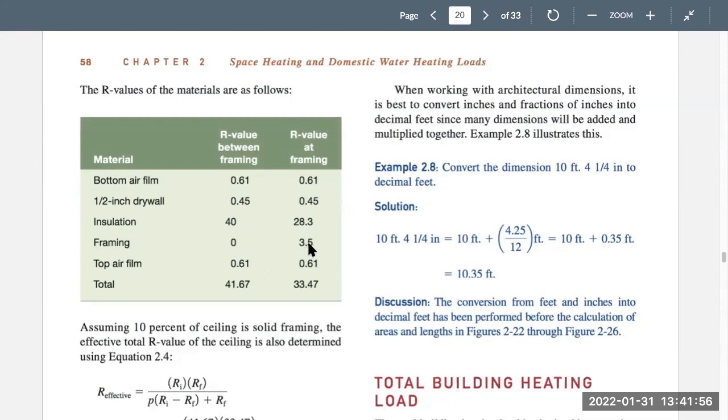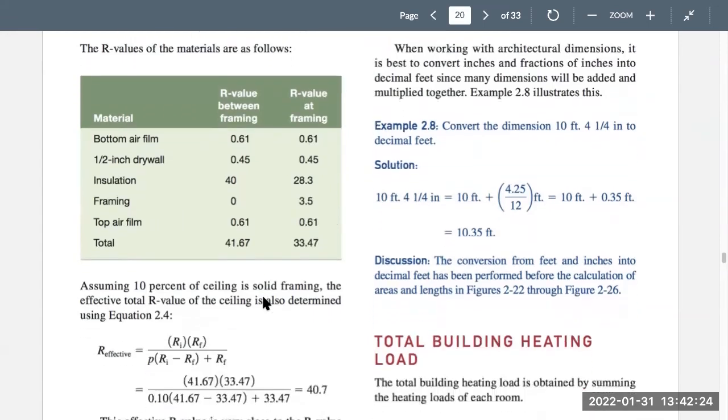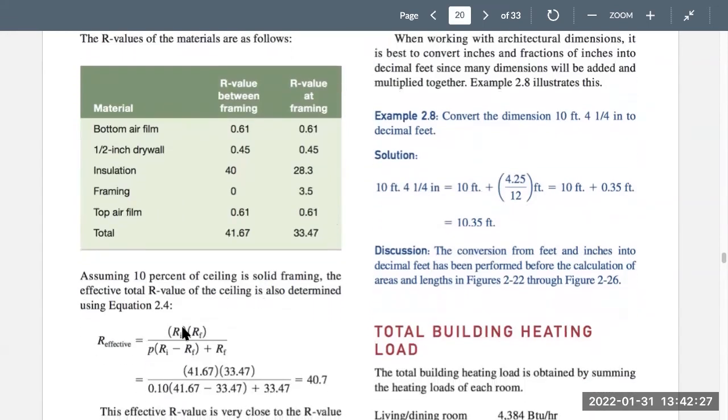3.5 means it's like a 2x4. So, you know, for 4 inches, you're getting close to about 1 R value per inch. So it's a little less than that. It's more like 0.9. And then top air film, depending on how your vents are blowing, and you add all this up and you get a total number. And they plug this back in.